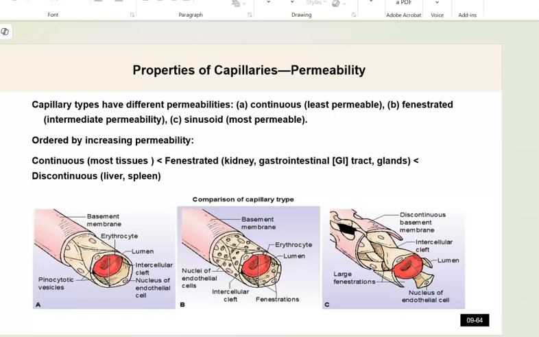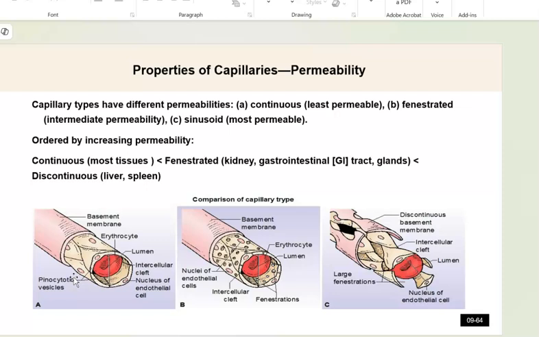Exchange is also affected by the charge, abundance, and size of the pores within the endothelial cells. The first thing we're going to talk about is the different types of permeability of the capillaries. The first one they talk about is here in A, which is the continuous capillaries, and they are the most abundant type, and they're found throughout all the tissue.